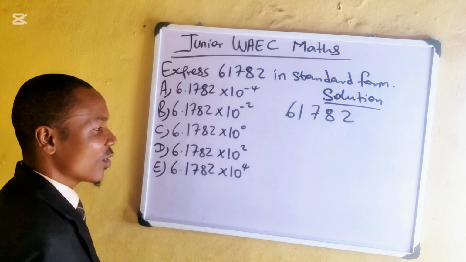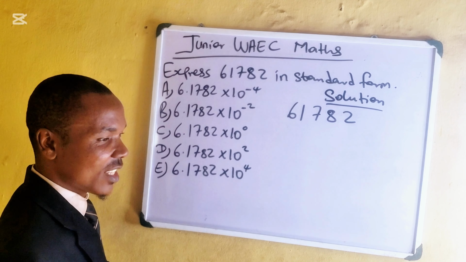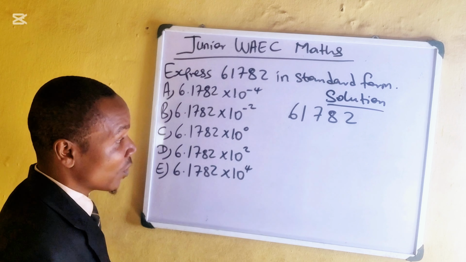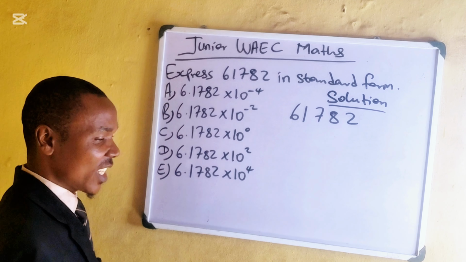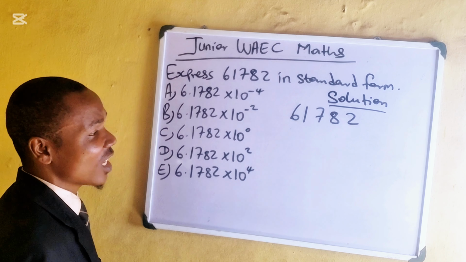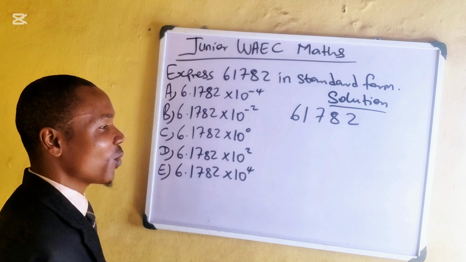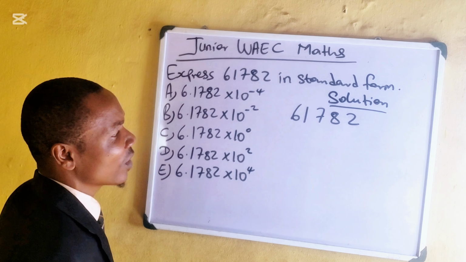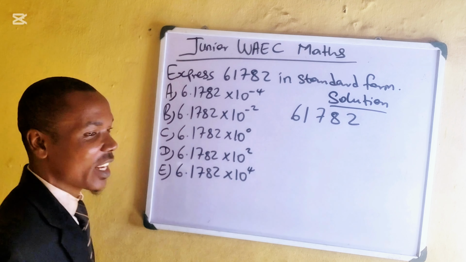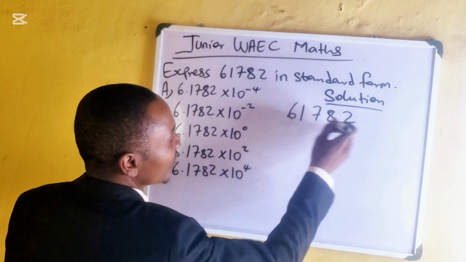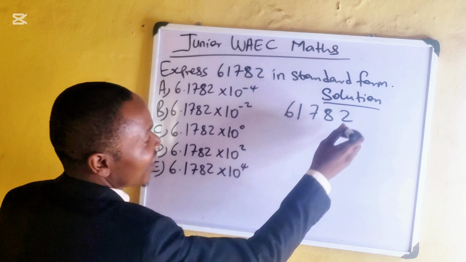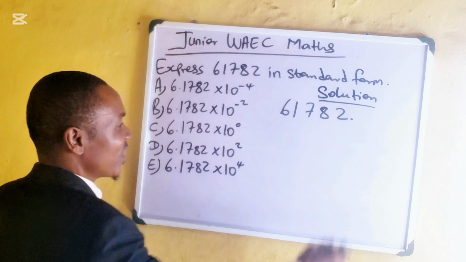Is it clear? So when you have 28, you know it does not have a decimal point. It means that the decimal point is at the back of the last digit, which is what? 8. When you have 35, the decimal point is at the back of the last digit, which is what? 5. So a figure that does not have a decimal point, the decimal point is at the back of the last digit. Like this one, it does not have any decimal point. That means that the decimal point is at the back of the last digit, which is this one.